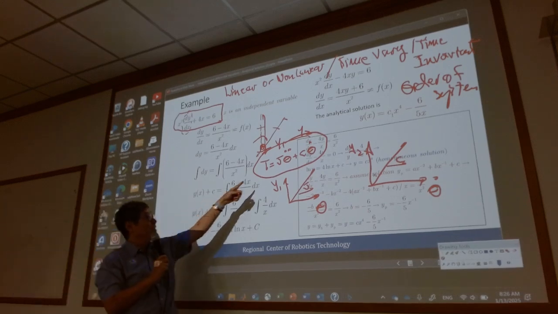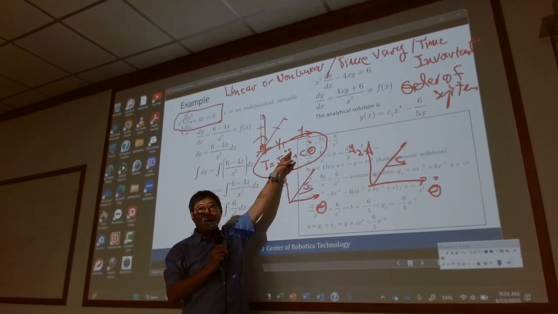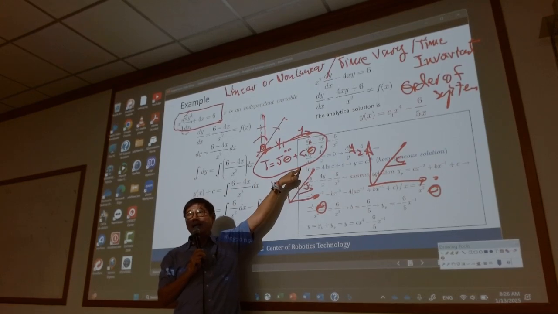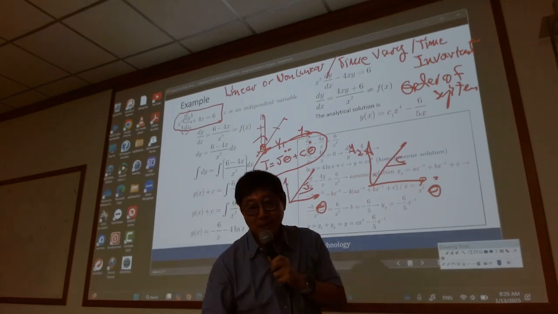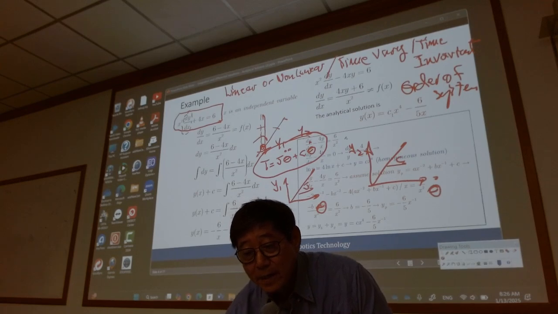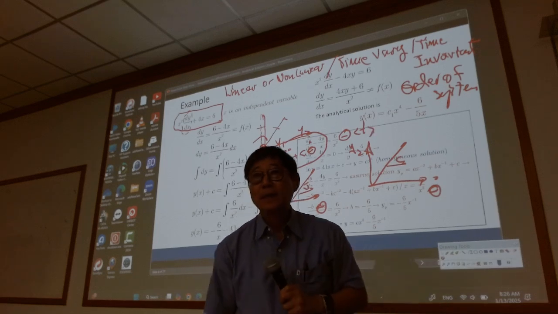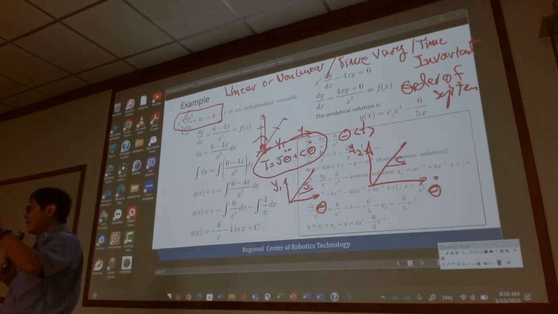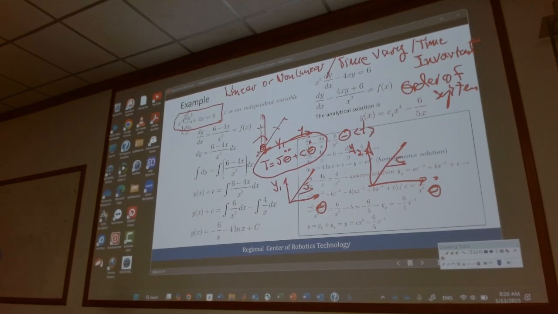Second order because of this second derivative. How many independent variables? One, t, time. Theta is a function of t, right? Theta dot is also a function of t, right? Theta double dot is also a function of t, right?